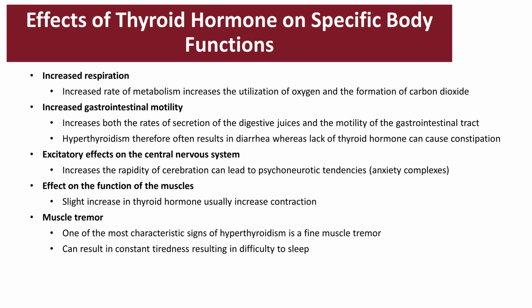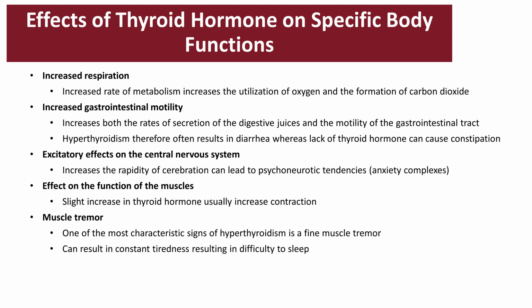An increase in thyroid hormone will lead to an increase in respiration. The increase of metabolism is going to require a higher amount of oxygen usage, and therefore a higher demand for getting rid of the waste, which is CO2. Higher amounts of thyroid hormone will also lead to an increase in GI motility. This means that there's going to be a higher secretion of digestive juices and motility of the food bolus through the GI tract. Hyperthyroidism is oftentimes associated with diarrhea, whereas when there's a lack of thyroid hormone, there can be constipation.